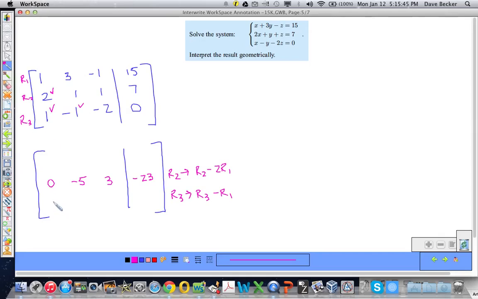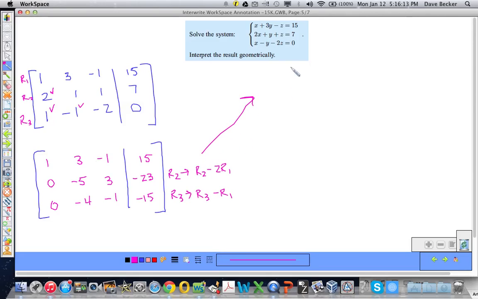1 minus 1 is 0. Negative 1 minus 3 is negative 4. And negative 2 minus a negative 1 is a negative 1. And then 0 minus 15 is a negative 15. And I'm going to leave row 1 alone. There you go: 1, negative 3, negative 1, 15. Now there's other ways to solve these, but this is just a nice organized method.